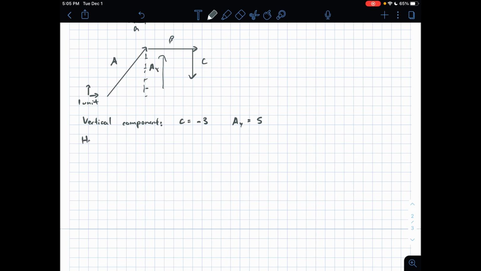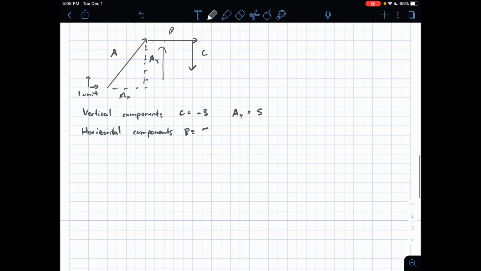Okay, and now the horizontal components. The horizontal components are the B value and AX. B is equal to 1, 2, 3, 4, 5. It's equal to 5 to the right, so that's positive. And then we have AX. AX is 1, 2, 3, 4, and that's 4 to the right, so that's also positive.